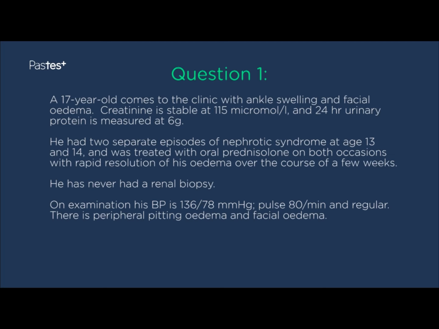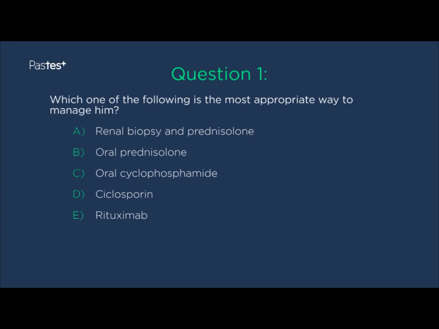On examination, he has a blood pressure of 136/78, a pulse of 80 and regular. There is peripheral pitting edema of the legs and some facial edema. So which one of the following is the most appropriate way to manage him?